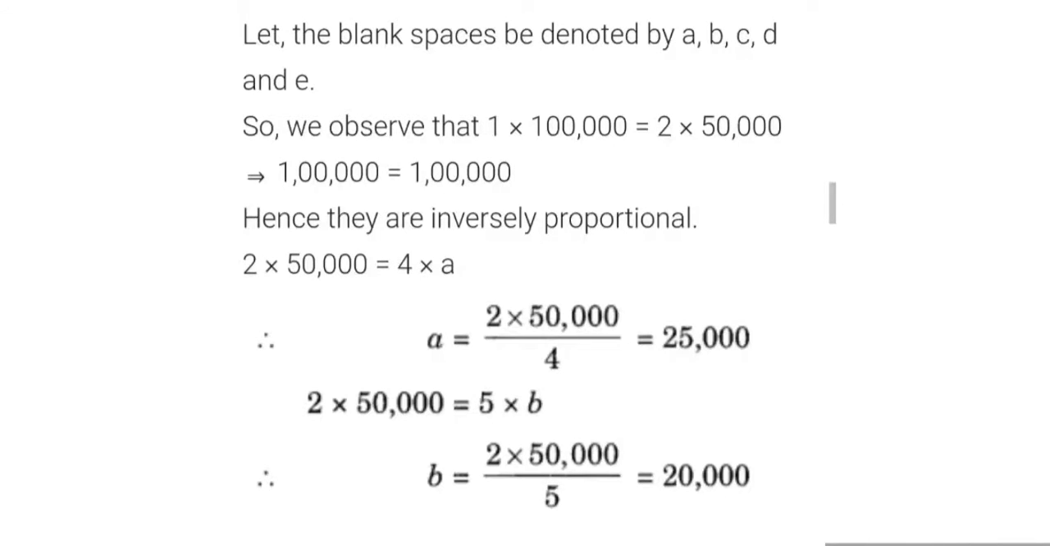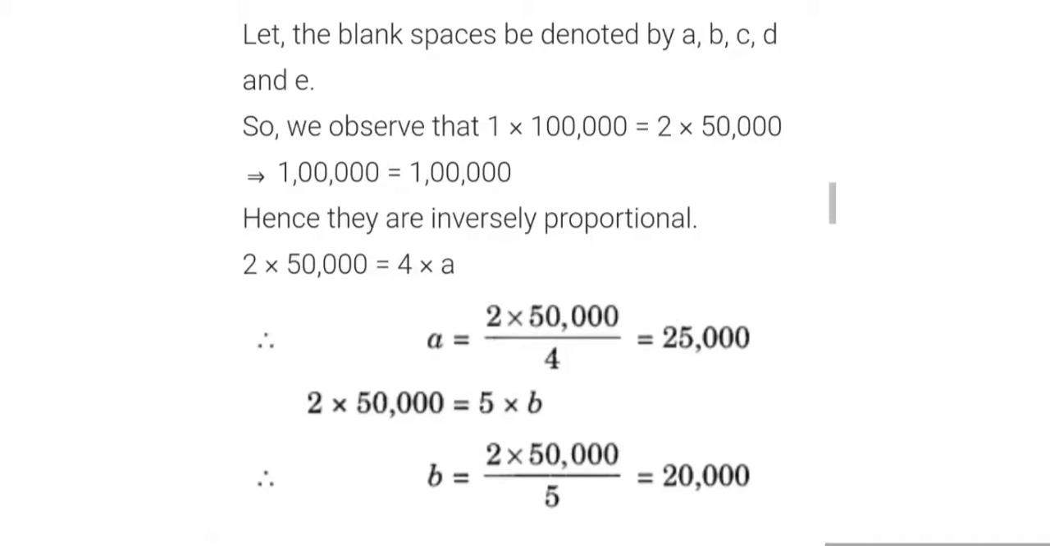So see first two values. 1 into 1 lakh and 2 into 50,000. When we multiply these two, both the answers are coming 1 lakh only. Okay, both are equal. That's why they are inversely proportional. It means all the values are inversely proportional. Now see the next one. Same as we can compare and we can find the values. So 2 into 50,000 is equal to 4 into A. So A value is 2 into 50,000 upon 4, means 25,000.